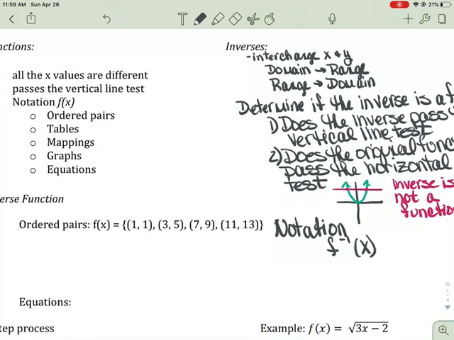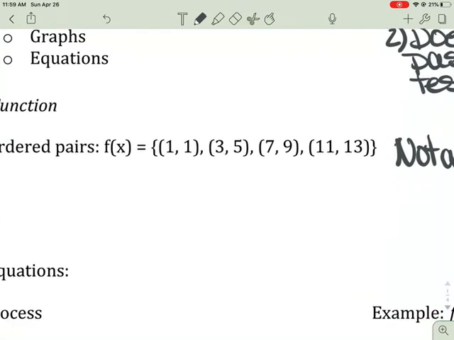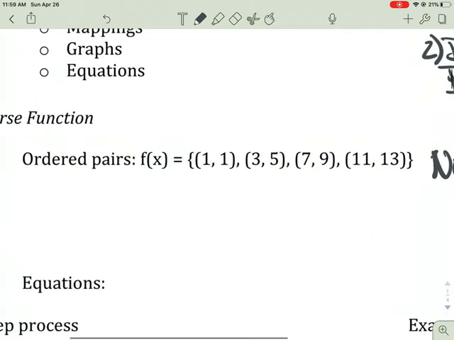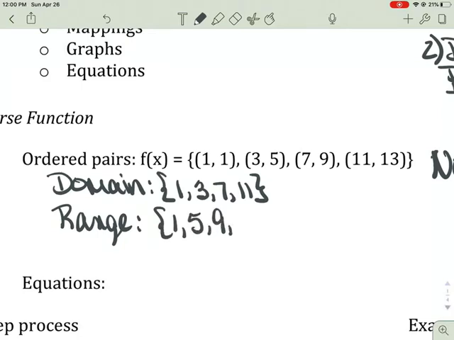All right, so let's start out simple. Let's find the inverse of some ordered pairs, which we would do the same way if it was a table or a mapping. So let's start with just finding domain and range, just to practice. So the domain of this function is 1, 3, 7, and 11. And our range is 1, 5, 9, and 13.